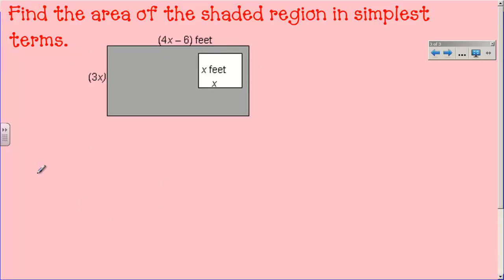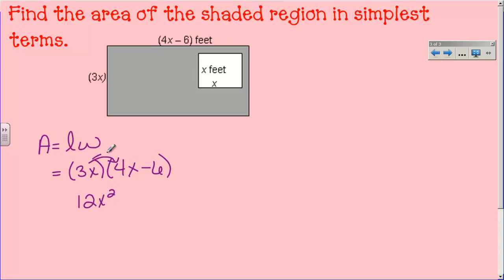So for the whole thing, to find the area of a rectangle, you do length times width. So I'm going to have to do 3x times 4x minus 6. So it's just a distributive property problem. 3x times 4x is 12x squared. 3x times negative 6 is negative 18x. And so that's the area of the whole thing.